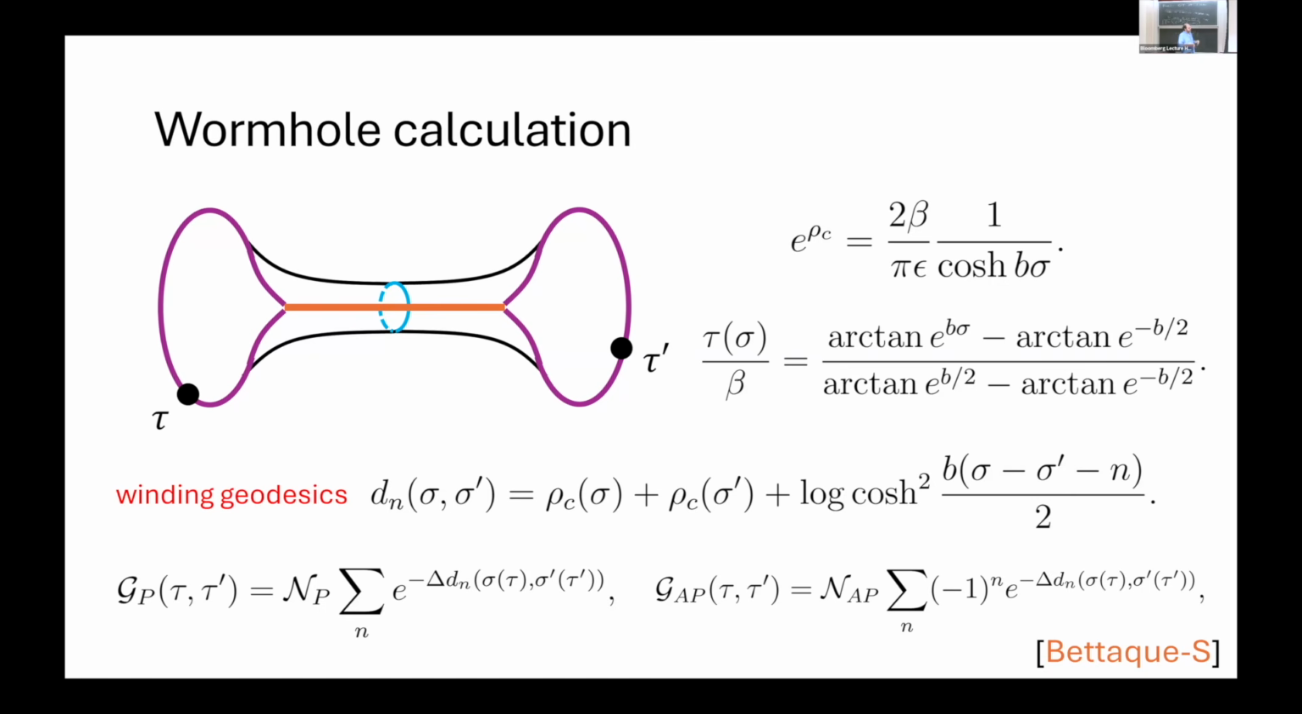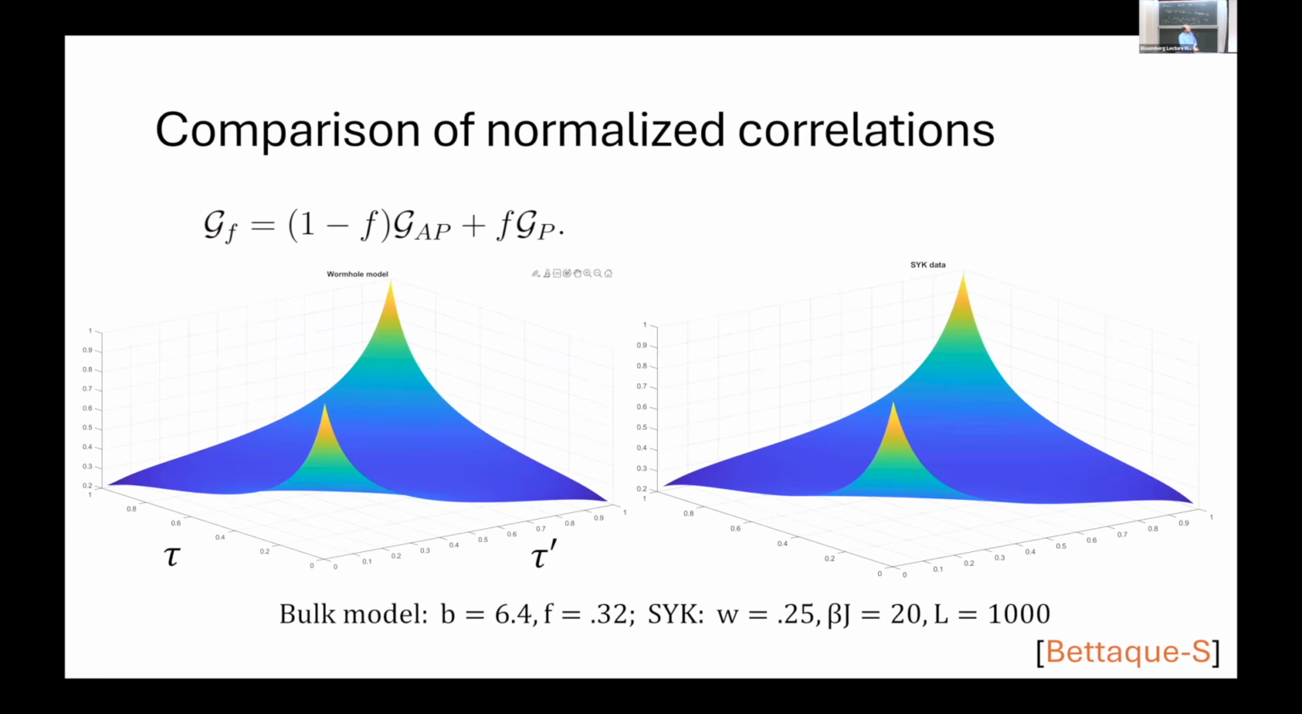In principle, you might say the parameters are B, the size of the throat, and the fraction F that I take of periodic versus antiperiodic. We're just going to view these as fit parameters and choose them to fit the data as best as we can. If you do that, this is what you find. On the left is the wormhole data as a function of tau and tau prime, fit so that it best approximates the SYK data on the right. I'm taking W equals 0.25, beta equals 20, and the discretization in time is 1000 in this picture. If you choose B equals 6.4 and F equals 0.32, then this is what you get for the gravity calculations. And visually they look almost the same.